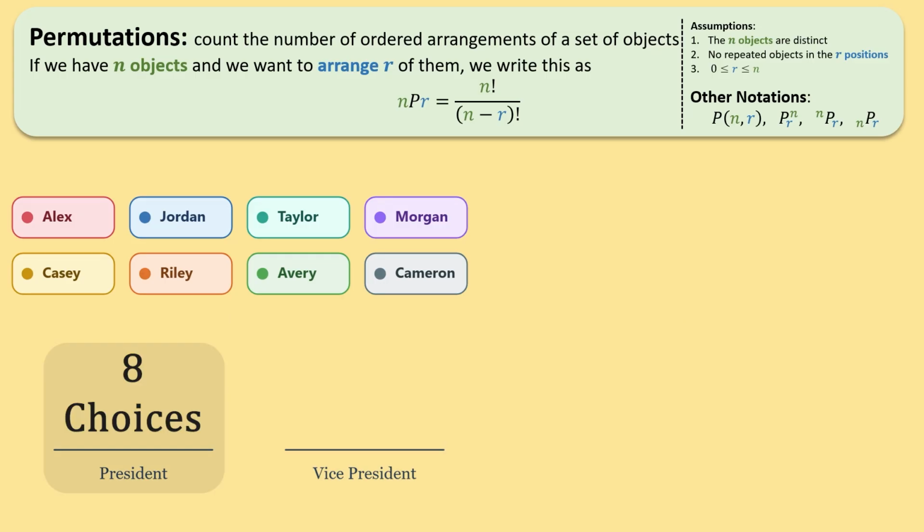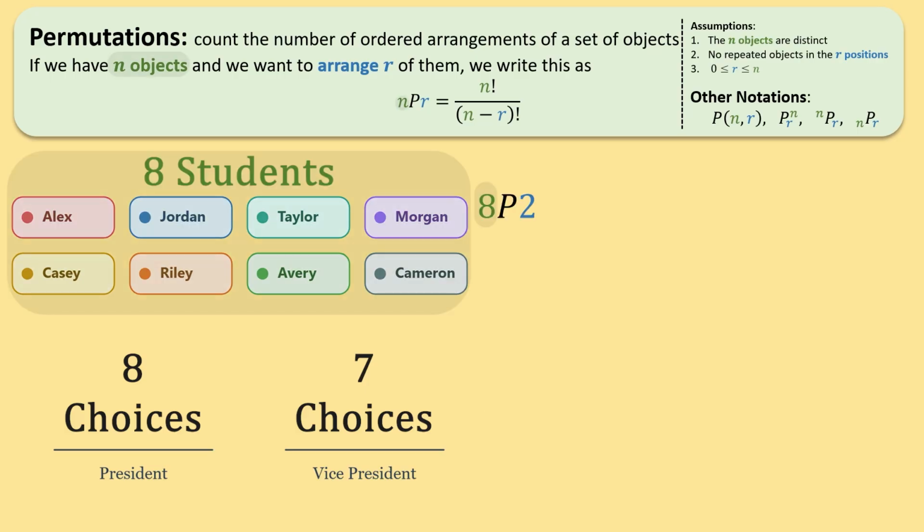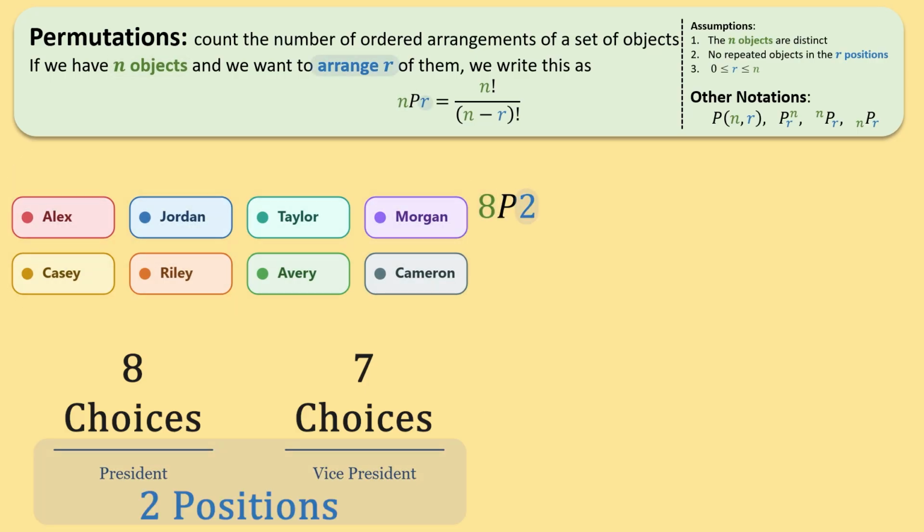After choosing the president, we have 7 choices left for vice president. So the number of arrangements is 8 times 7, which is equal to 56. We could also write this as 8P2, because we are choosing from 8 students and filling 2 positions.